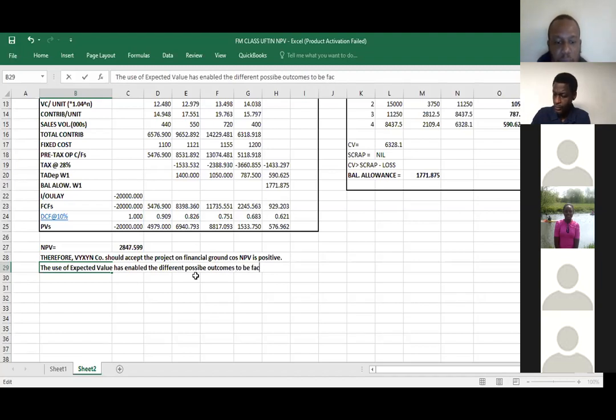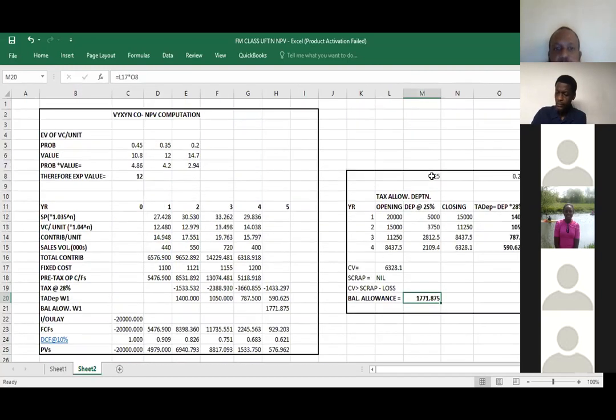Sorry, Brian. Yes. The balancing allowance, are you not supposed to multiply it by the tax rate? I thought we did that. Yeah, we did that. That's how we got this figure. It's multiplied by the tax rate. The tax rate is 28%, right? Okay. So the carrying value, we multiply the carrying value by 28%.